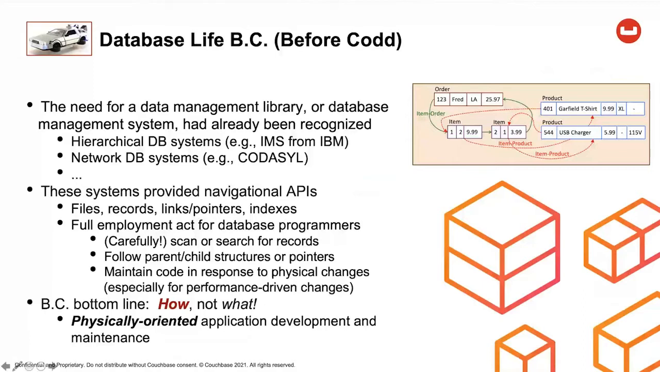But these systems basically provided ways to look up and navigate groups of records. So they had notions of files and records and links or pointers between records or sets of records, and indexes. What they did was to manage that first set of concepts, records with fields as opposed to byte streams and files. So that was a good thing.